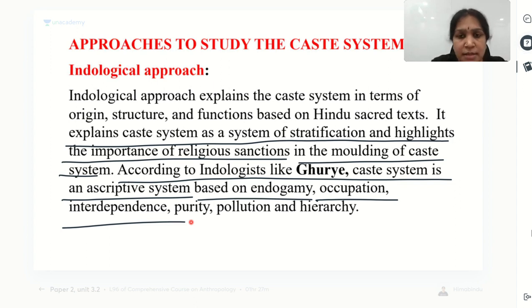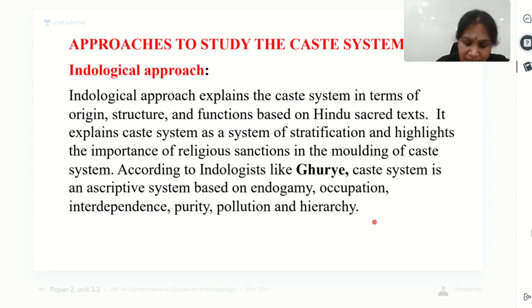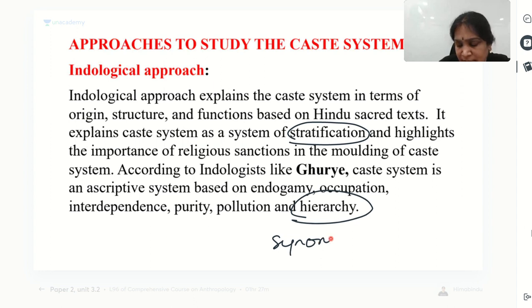For example, a dhobi washes the clothes, a nai cuts the hair. So they both are interdependent. He does not cut the hair and the other person does not wash the clothes. Because each caste's people perform only one occupation, they are interdependent on each other, isn't it? One caste is not an independent unit, agreed? And purity and pollution. Some castes are pure, some castes are polluted. And there is a hierarchy. So in this paragraph, did you notice that stratification and hierarchy are used as synonyms, isn't it? And in our normal usage, we use them like synonyms only.